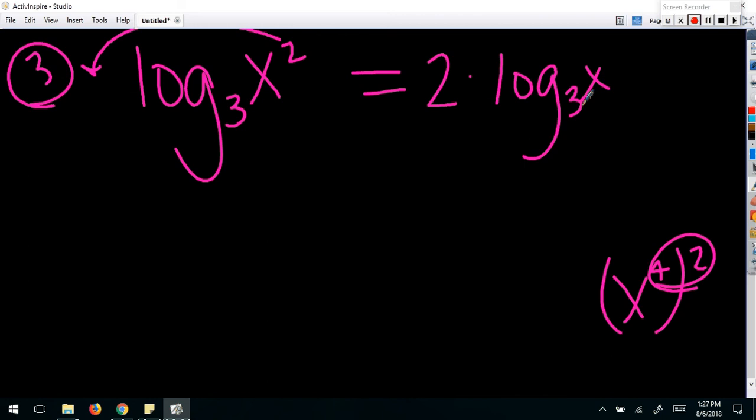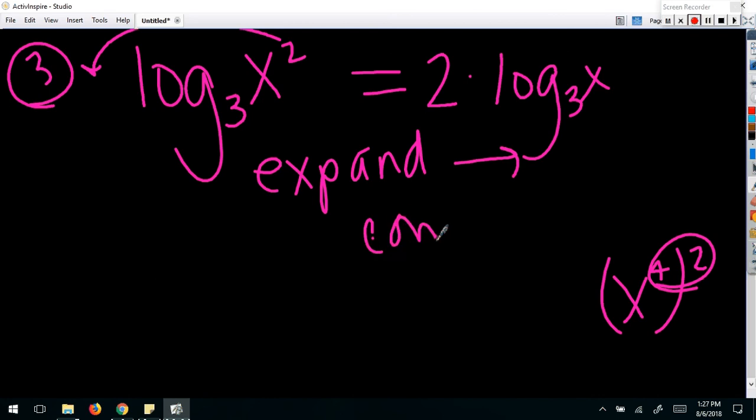And again, left to right is expand, and right to left is condense. So this is all about working with these 3 properties, or these 3 laws of logs, to condense or expand or simplify logs.